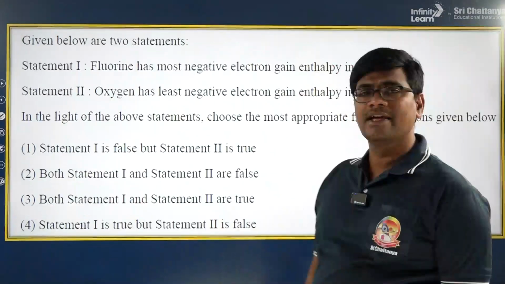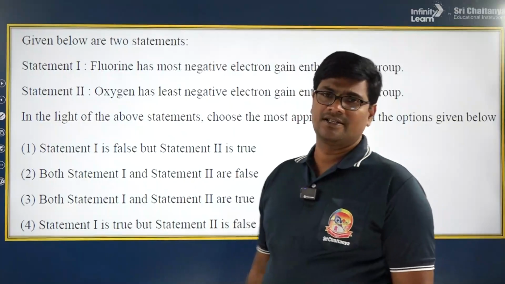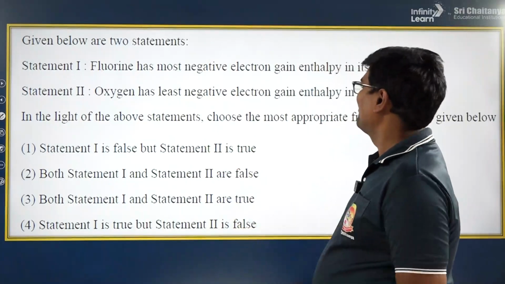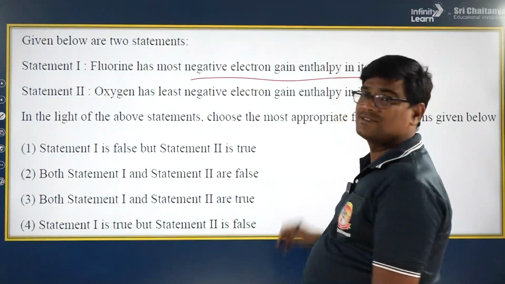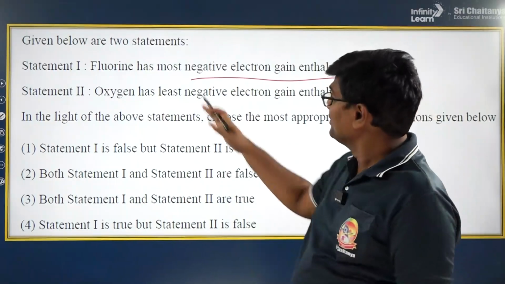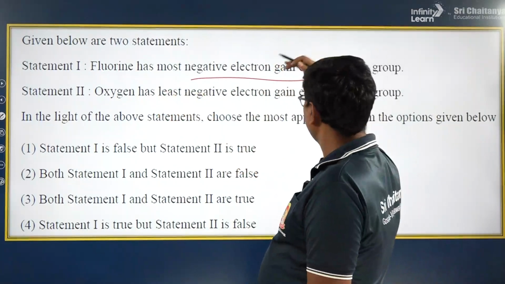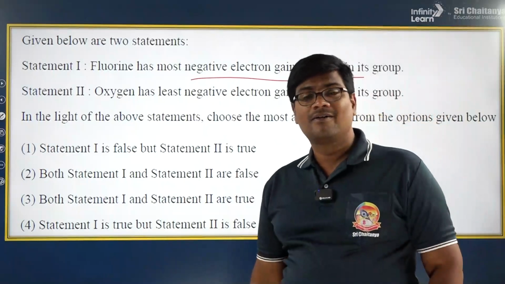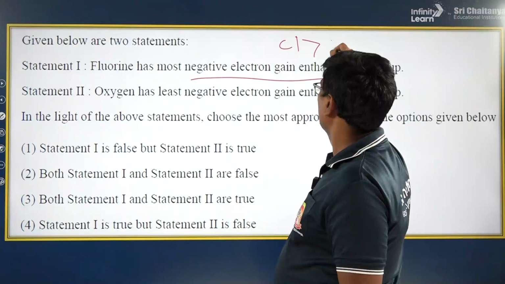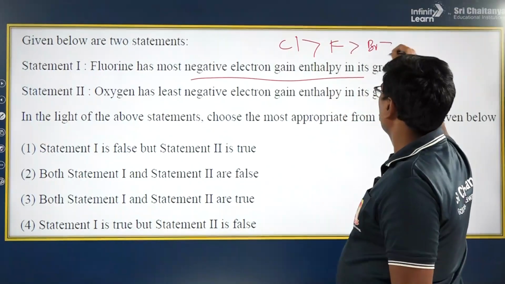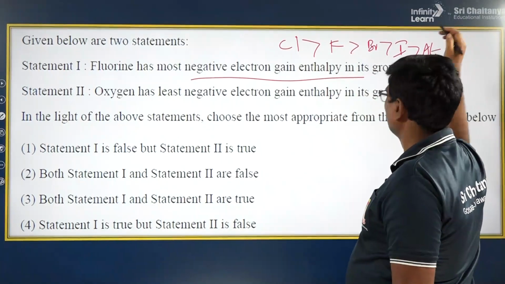Let's go for the next. Again, statement based questions. Let us see the first statement. Fluorine has the most negative electron gain enthalpy in the group. Obviously, in the group. Wrong. Which has the most negative value in that particular group? Chlorine. Chlorine greater than fluorine, greater than bromine, greater than iodine, greater than astatine.